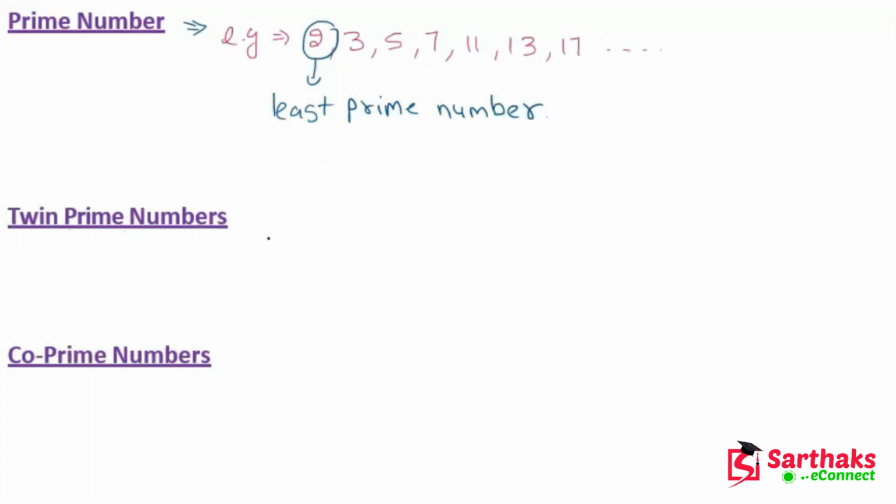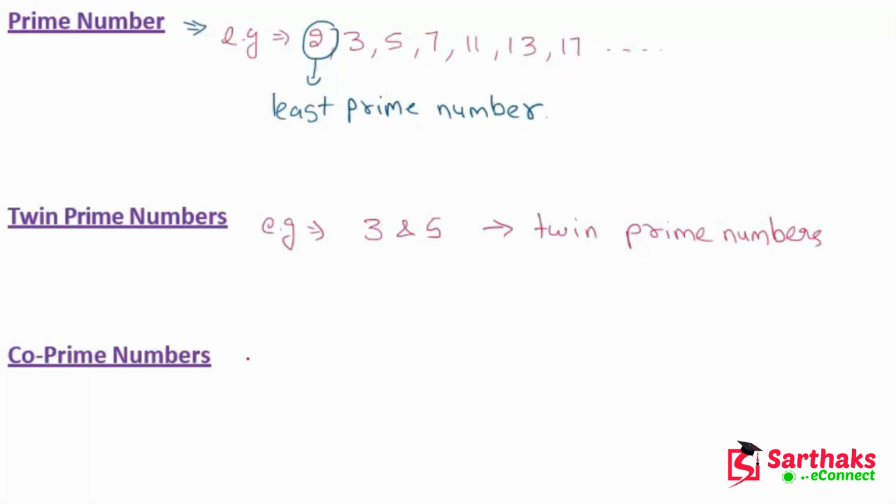Twin prime numbers. So what are twin prime numbers? My dear friends, the term twin primes is used for a pair of odd prime numbers that differ by 2. For example, 3 and 5. They are twin prime numbers. The difference between these two numbers is 2. I hope you get this point.